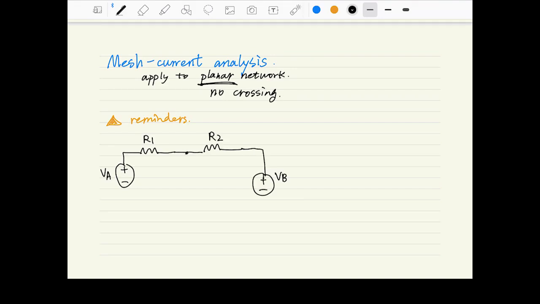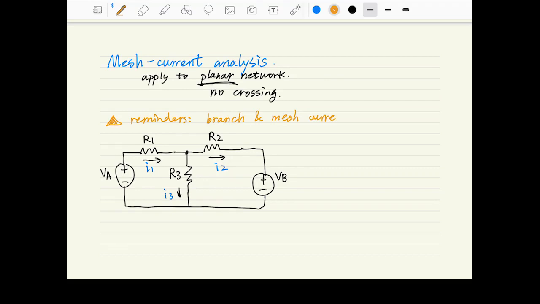Okay, let's formally start mesh current analysis. One thing to keep in mind is that this kind of analysis approach only applies to planar networks. What is a planar network? That means you can find a way to redraw the circuit without having one element crossing over another one. So it means that you can redraw to avoid crossing. If you can, it is a planar network. If you can never find a way to do that, it is not a planar network. Okay?